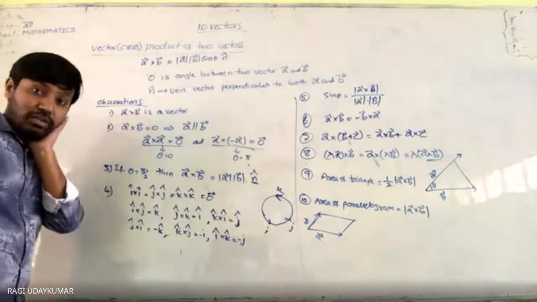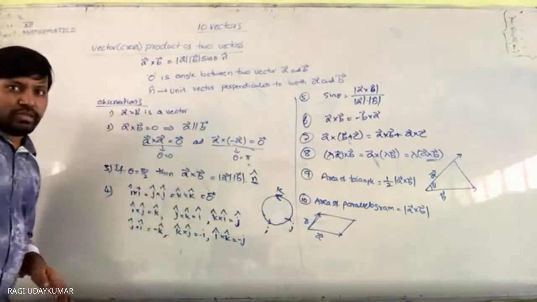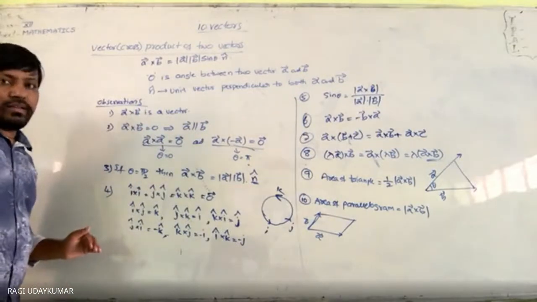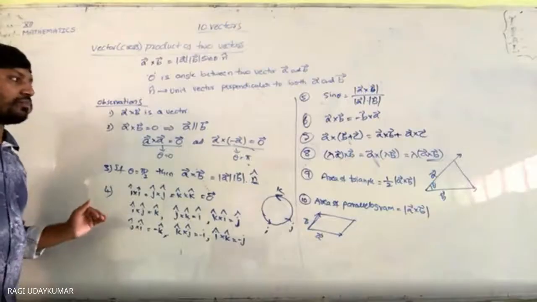And how do we find out the cross product of the two vectors? By taking one example, I will explain it. Is it clear? Yes, sir.